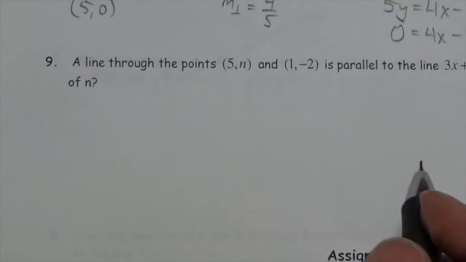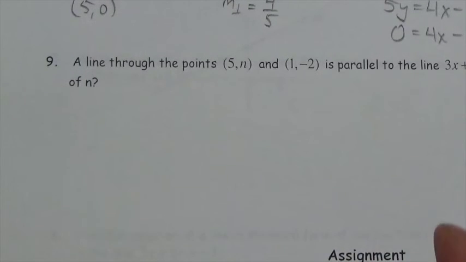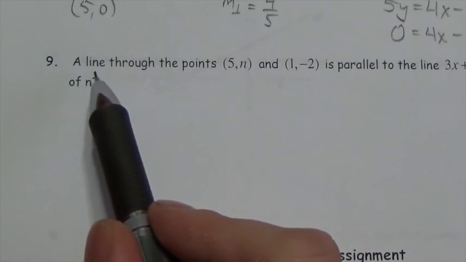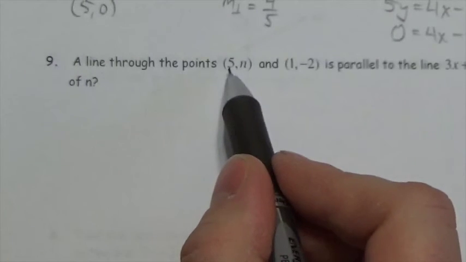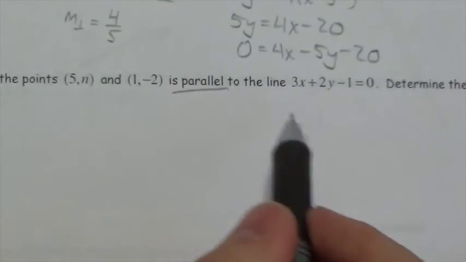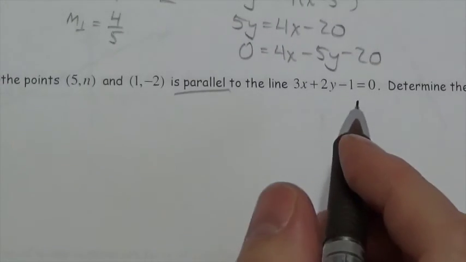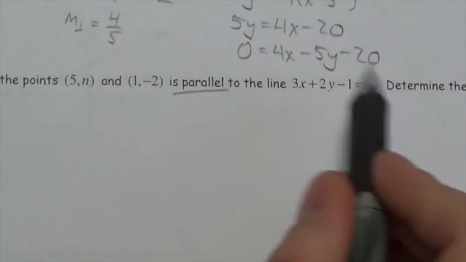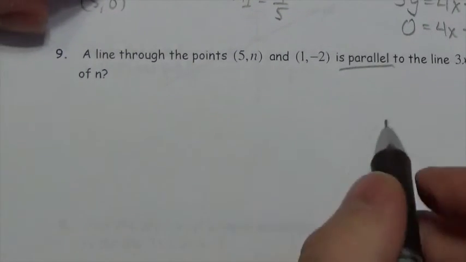All right, now this next question is kind of a little blast from the past here before we go on and let you work on an assignment. A line through the points (5, n) and (1, negative 2) is parallel to this line right here. We've got to figure out what the value of n is. Well, if it's parallel to this line right here, I've got to figure out what that slope is because it's going to have the same slope.